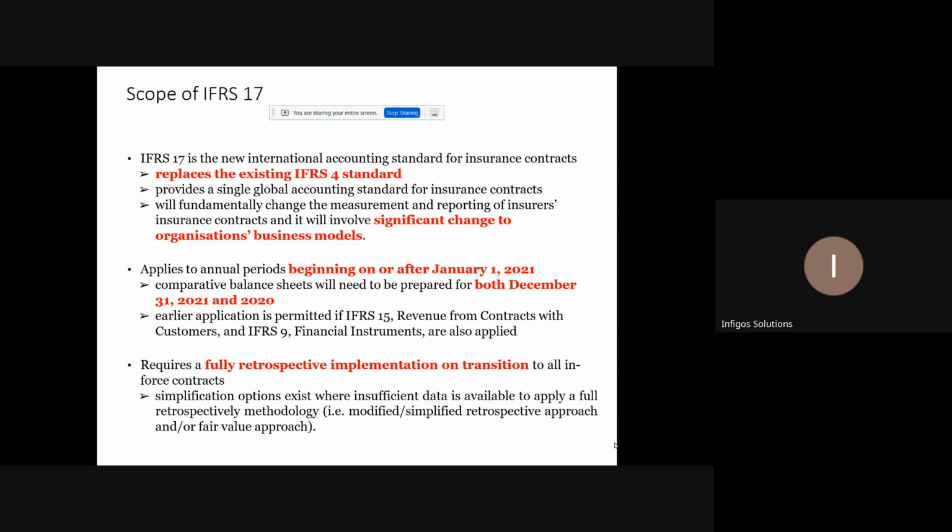It is expected that it will be implemented in EU by 2023, and in other countries there is a 2-year relaxation. There are three approaches which I had discussed: fully retrospective, modified retrospective, and then fair value approach. So depending upon the availability of data, you will implement that particular model. Like fair value is more to do with if you have to sell that particular insurance contract, at what value you're going to sell it. That's fair value.